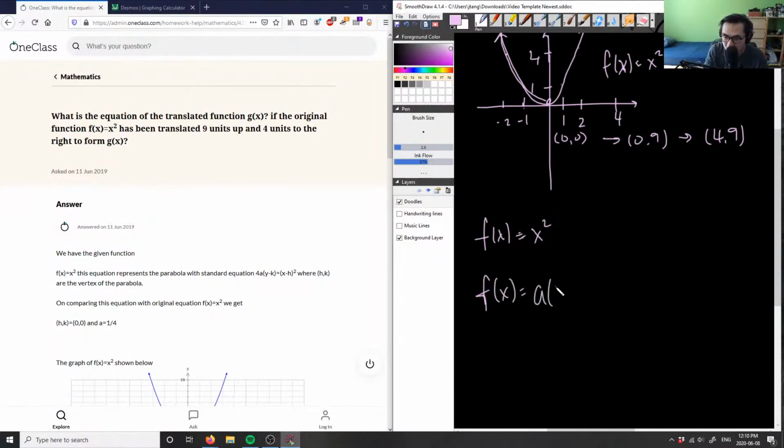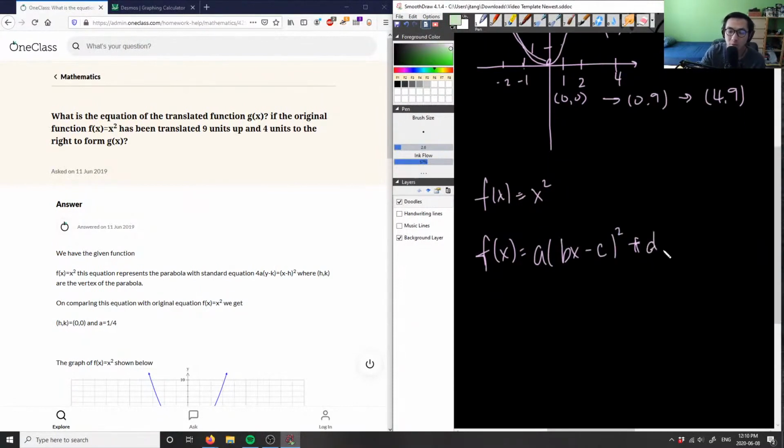So it's a(bx minus c) squared plus d. And what does this mean? Well, I'm going to show you. So this a here represents a vertical stretch and compression. So these are some types of transformations that we can do with our function. So vertical stretch and compression.